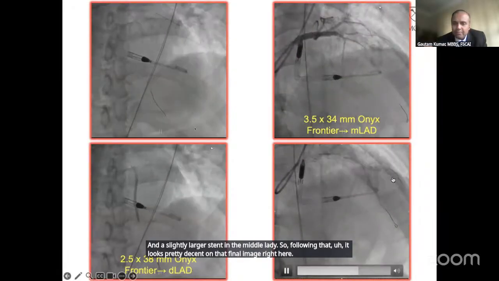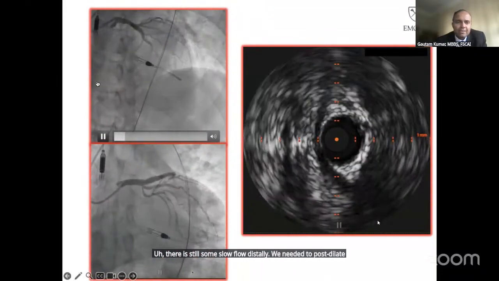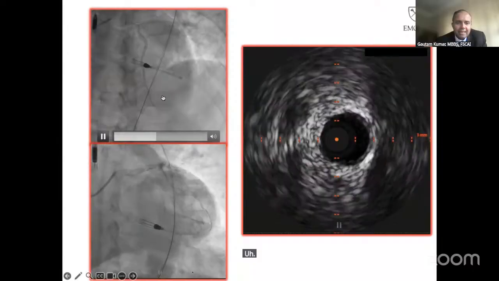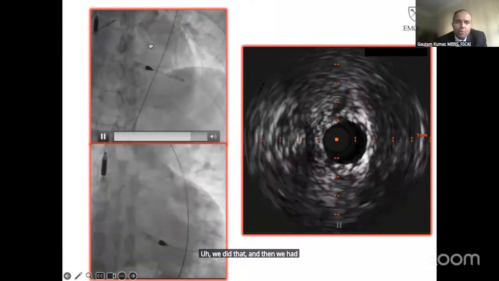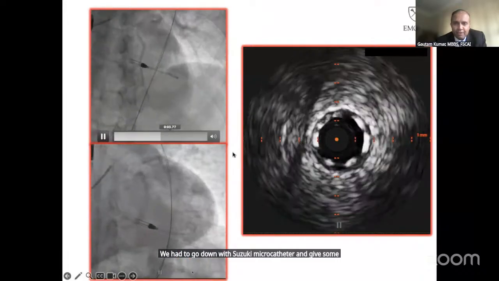There is still some slow flow distally. We needed to post dilate one of the stents. We did that, and then we had some no reflow. We had to go down with Suzuki microcatheter and give some IC epinephrine.